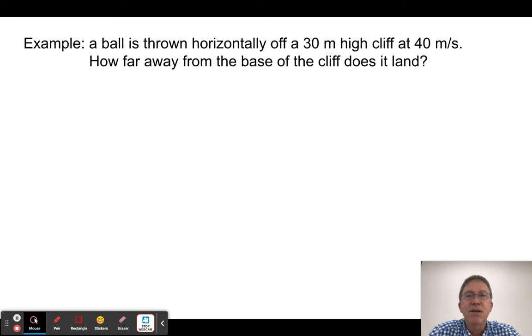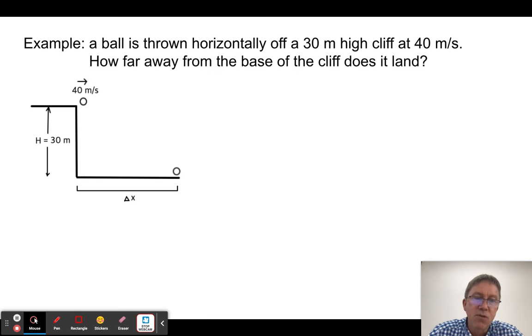Okay, so let's try this one here. Classic one. A ball is thrown horizontally off a 30-meter high cliff at 40 meters per second initial velocity. How far away from the base of the cliff does it land? That's a really straightforward question in physics, it turns out. But the strategy here is twofold.